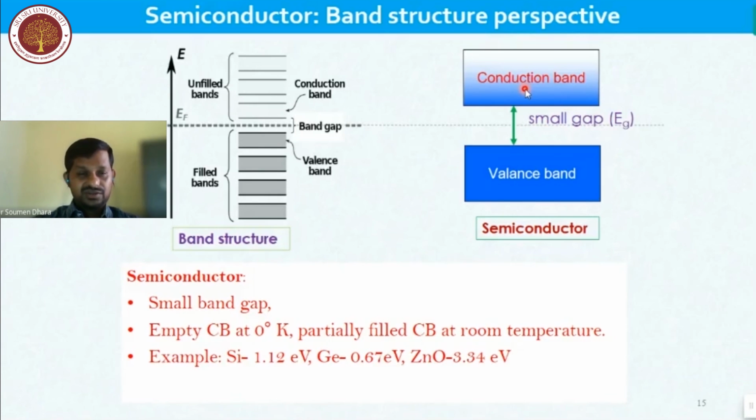One example: if you look at silicon, which is a well-known elemental semiconductor, the band gap is 1.13 electron volt. For germanium it is 0.67, and for zinc oxide 3.37. In such materials, the band gap between the valence band and the conduction band is quite small. So we can have a very low value of conductivity, not exactly zero, and not in the range of 10 to the power minus 18 that we saw in the case of an insulator.